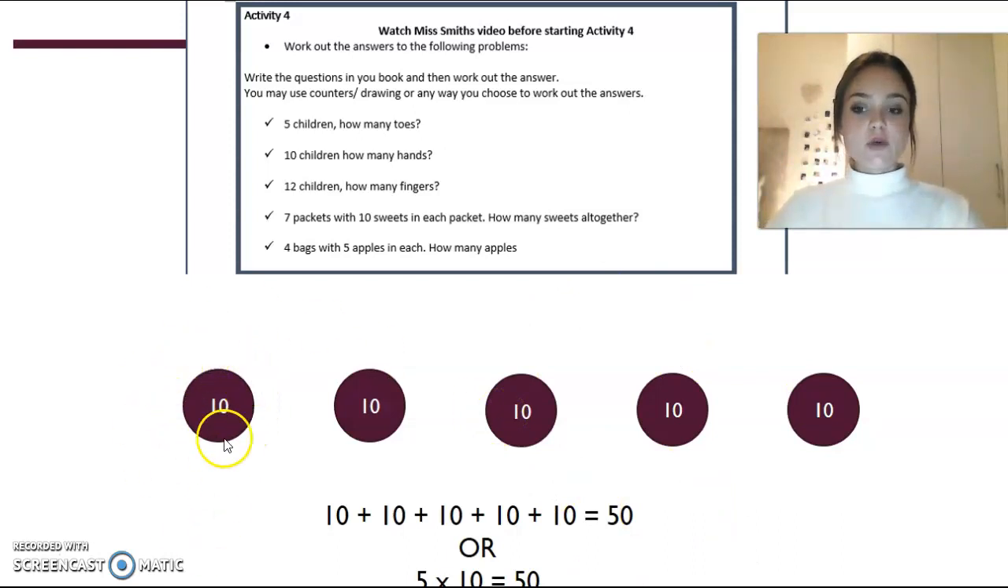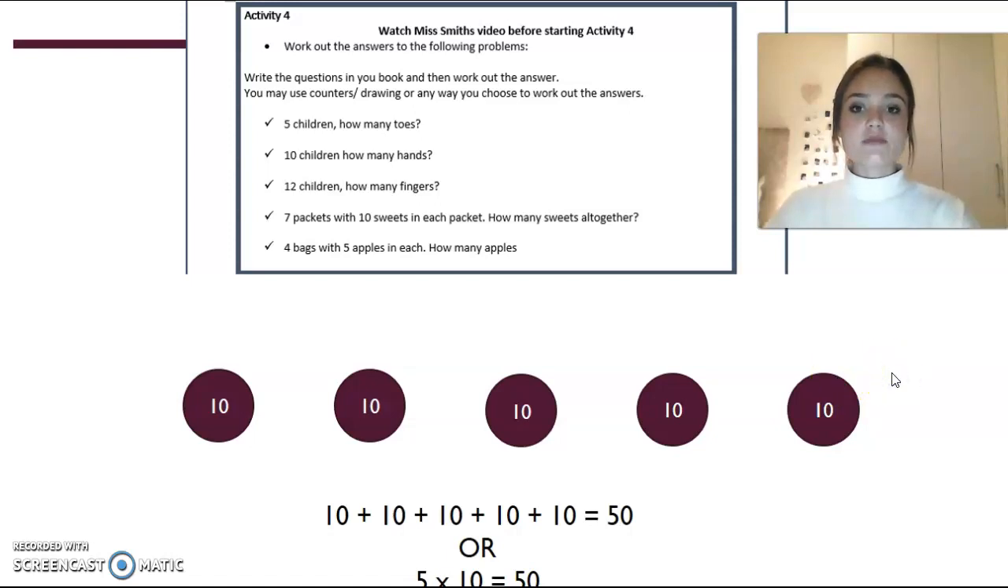Because in this one group, you have 10 toes. In this group, this child had 10 toes, so that group had 10. This child had 10 toes. This child had 10 toes, and so did this child. So we would say 10 plus 10 plus 10 plus 10 plus 10 equals 50. Or, how many times are we repeatedly adding 10? 5 times. And you can see we have 5 groups of 10. So we say 5 times 10 equals 50.